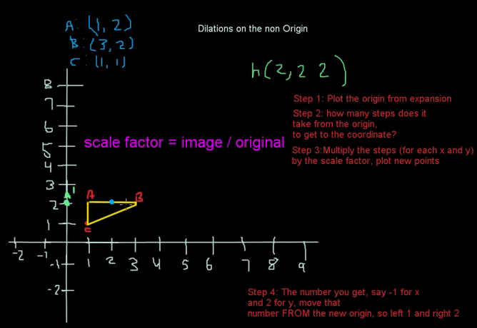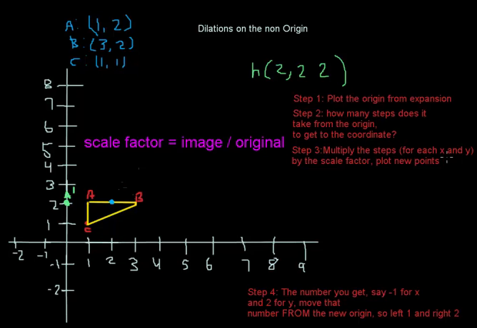Now that's it. Now you look at coordinate B right over here, and we're going to do that same thing again. Plot the origin, we already did that. How many steps does it take from the origin to get to the coordinate? It takes 1 step to the right, so it's +1, and it's not going anywhere up, so it's just 1 on the x-axis and 0 on the y.